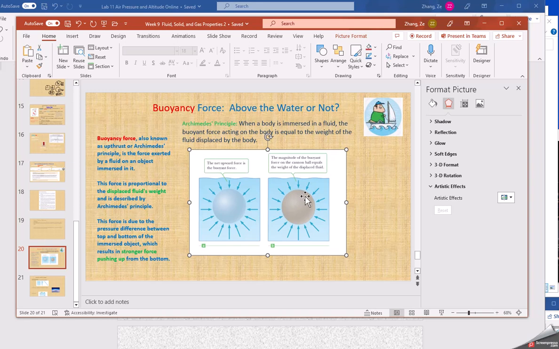But now, if this ball is replaced, instead of iron or steel, by a piece of wood, like oak, which is much lighter than the same size of water, then the gravity will be less than the buoyancy on the wood, so it will float up. So what decides whether an object will float or not? Just compare. If it's heavier than the same size piece of water, it will sink. If it's lighter than that same piece of water, it will float. That's called the Archimedes principle.